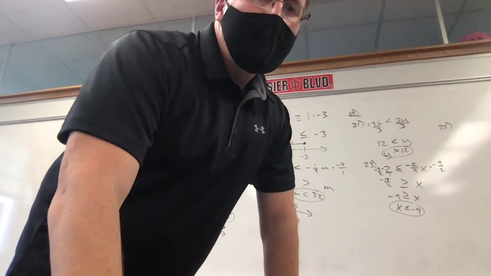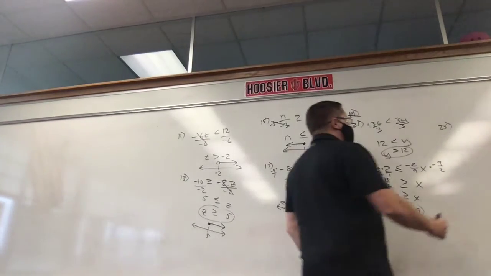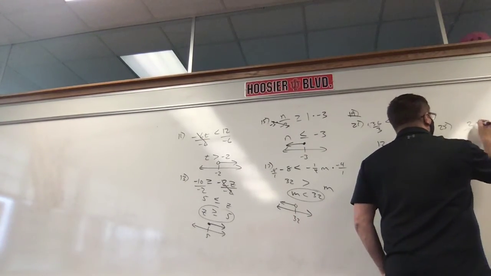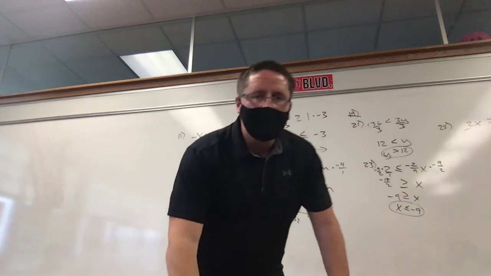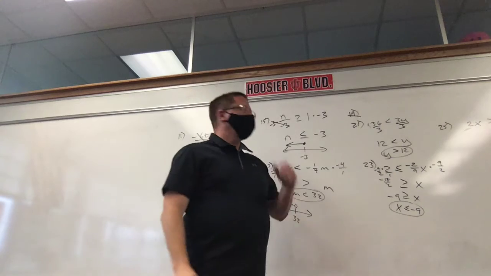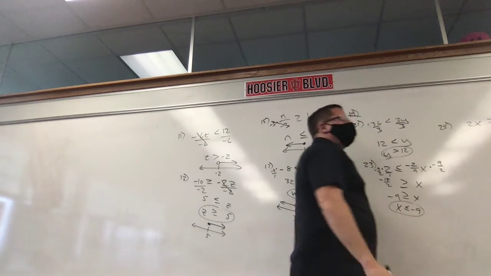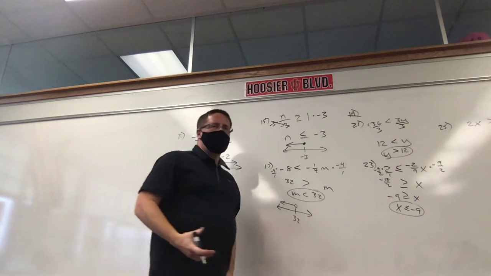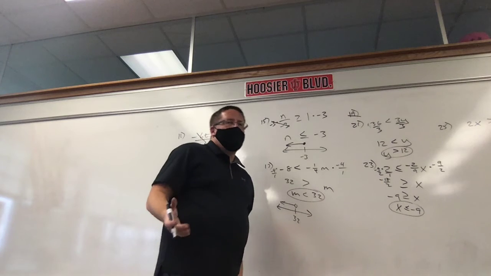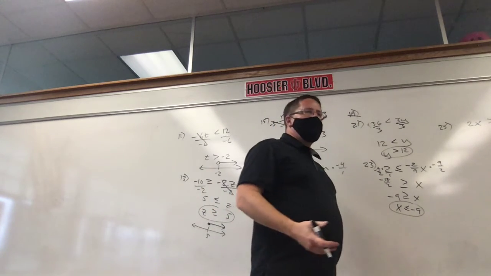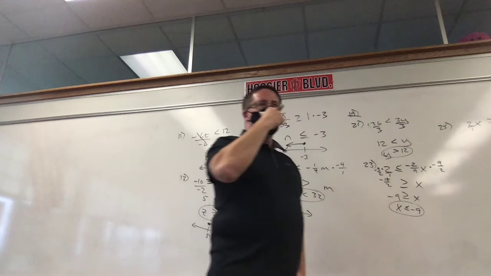Okay, 25. 2x is bigger than 3/4. Hang on, 2x is bigger than 3/4? Yes, okay. So we need to get rid of the 2. When you're dealing with fractions, it's almost easier if everything is a fraction. I don't like fractions, but if I'm going to deal with them, it's easier. So let's make 2 a fraction, 2 over 1.